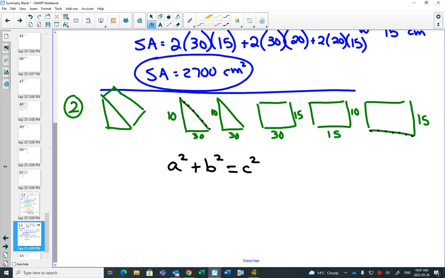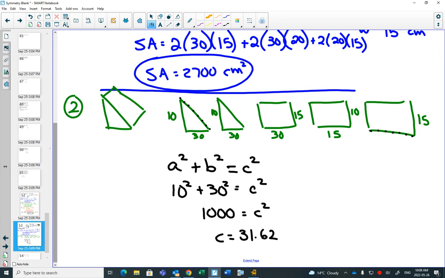But I'm going to go to a squared plus b squared equals c squared. I have 10 squared plus 30 squared equals c squared. So 1,000 equals c squared. And to square root it on our calculator, I'm going to say 31.6. See how close that is. Square root of 1,000, 31.62. Nice. And that's going to be this length here, 31.62, and I'm going to write it in here.